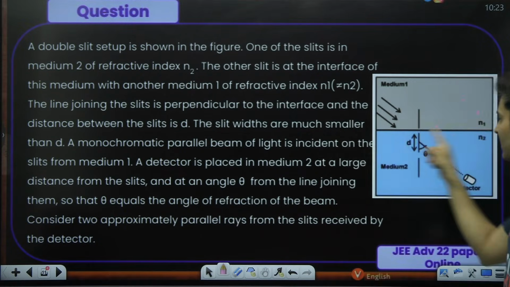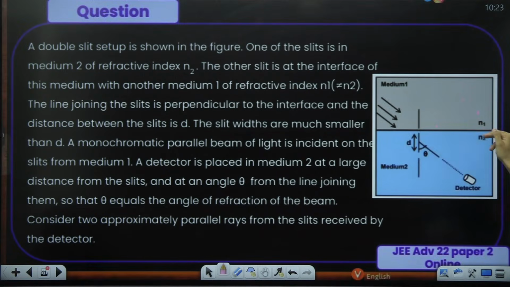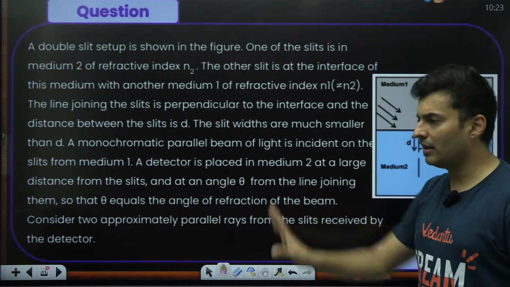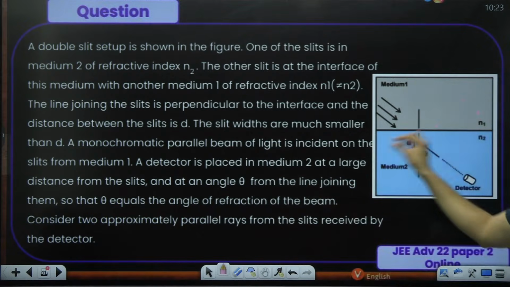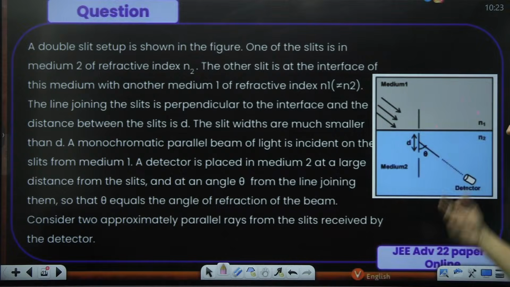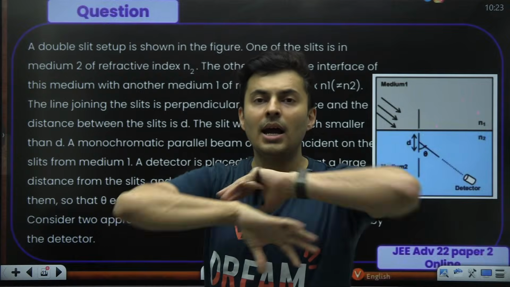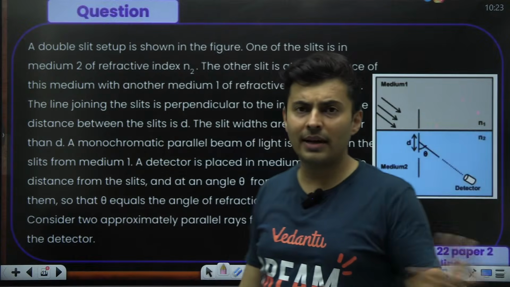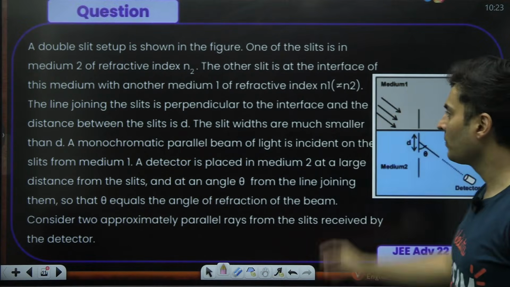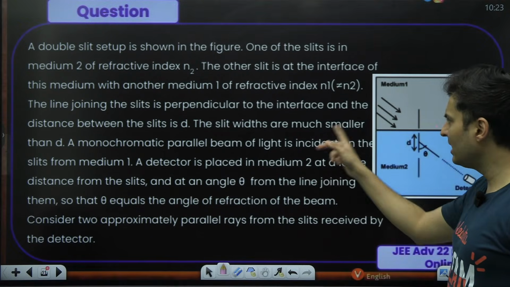The line joining the slits is perpendicular to the interface. Look at that. The line joining the slits is perpendicular to the interface, and the distance between the slits is given to be d, standard information. The slit widths are much smaller than d. Why is this given? The slit width is much smaller so that diffraction can occur and the light can spread everywhere so that interference can occur.